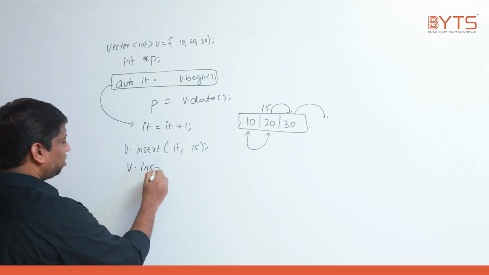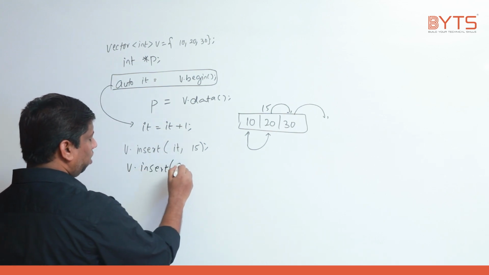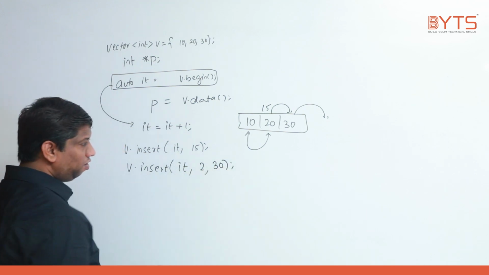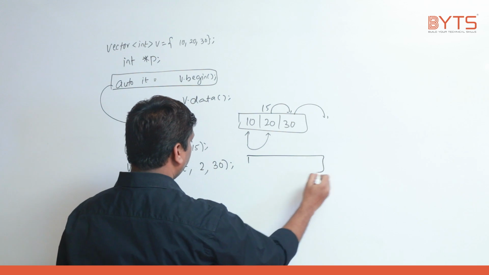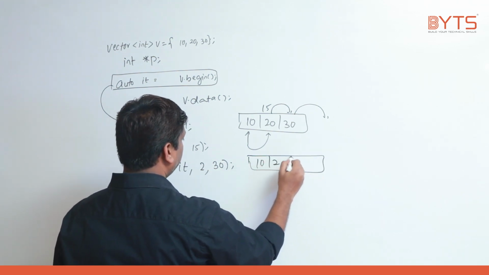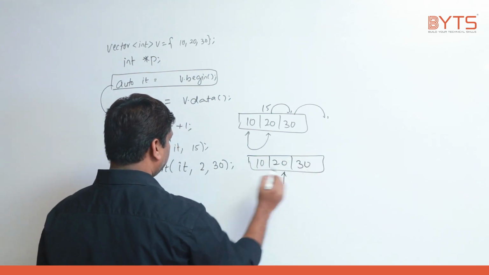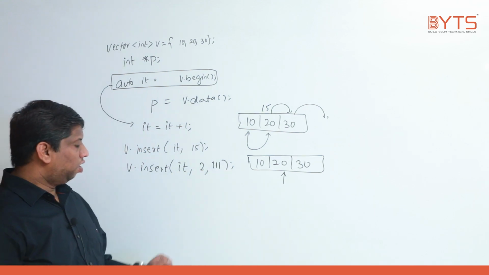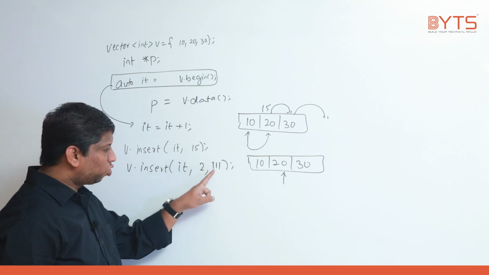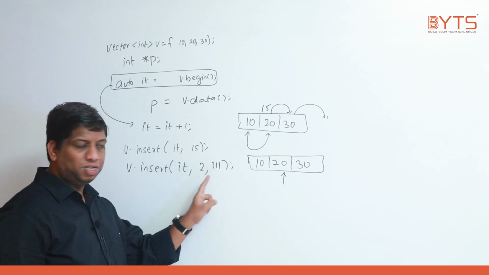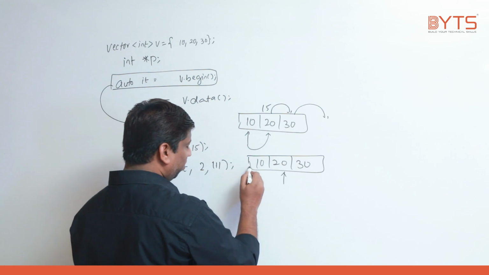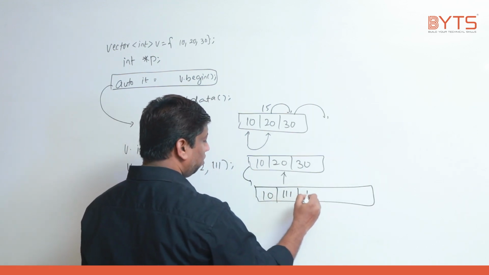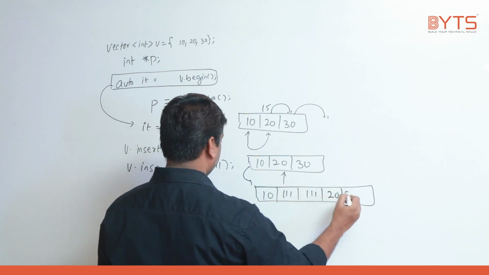Next, v.insert(it, 2, 111). What is the meaning of this? Assume the vector is 10, 20, 30 and the iterator is pointing here. At the it position, 111 should be inserted 2 times. The resultant vector will be: first 10, then 111, 111, 20, 30.